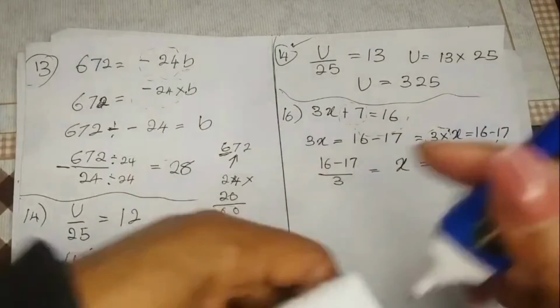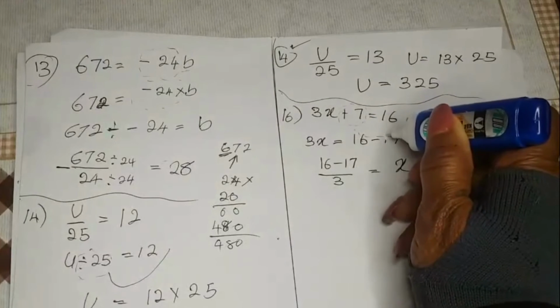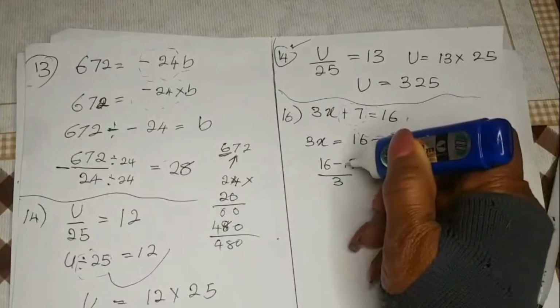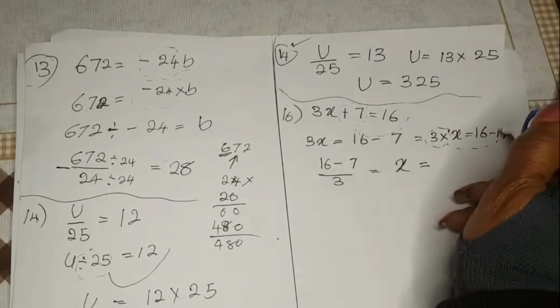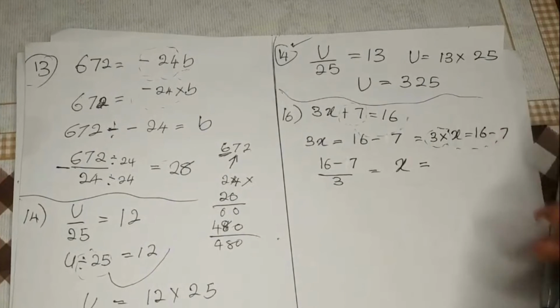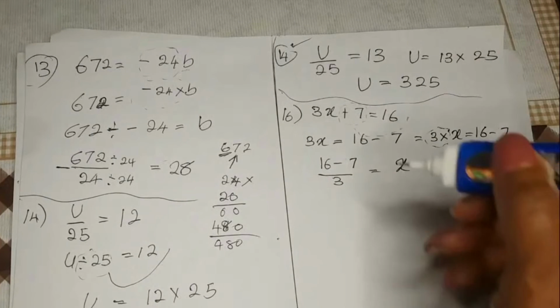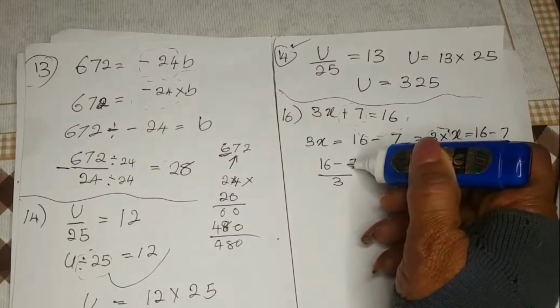16 minus 7. 7, not 17. What is 16 minus 7?